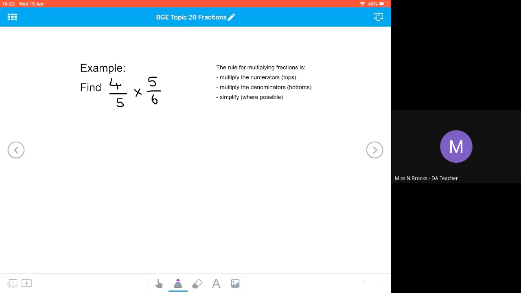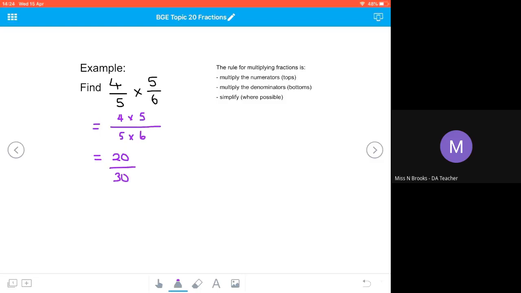This time we're going to find 4/5 times 5/6. So same process. Draw your fraction line, and you're going to do 4 multiplied by 5 on your numerator, and you're going to do 5 multiplied by 6 on your denominator. We're now going to do 4 times 5 is 20, and 5 times 6 is 30.